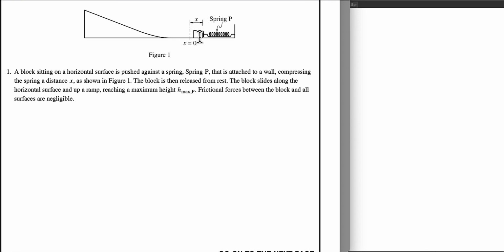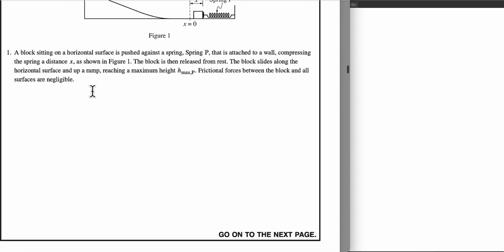Once it is released, the spring force will push it to the left side. And once the block passes the origin, the spring will stop, and the block and spring will separate. The block will keep moving to the left side. However, the spring will restore its original length and stop right here at the origin. Now the block slides along the horizontal surface and up a ramp, reaching a maximum height h max P. Frictional forces between the block and all surfaces are negligible, so we can ignore all the friction forces.